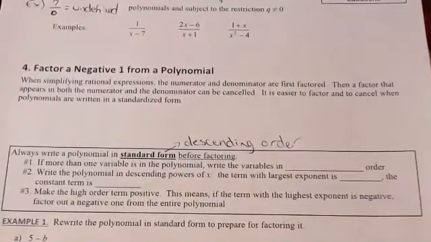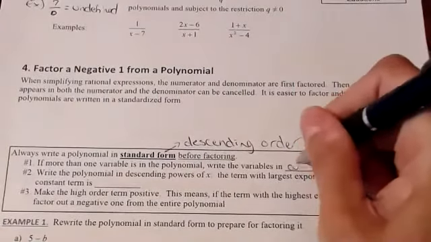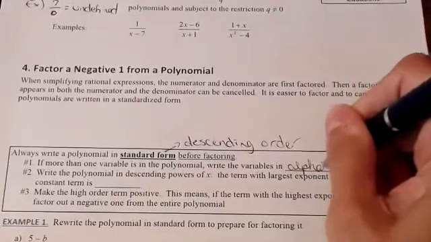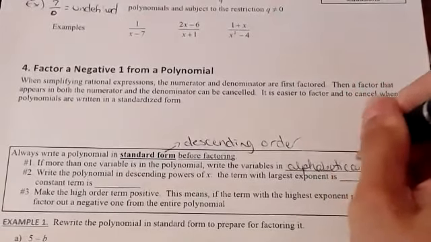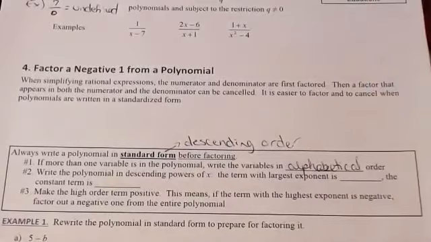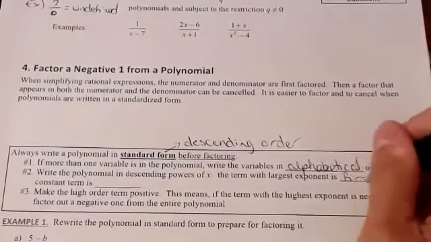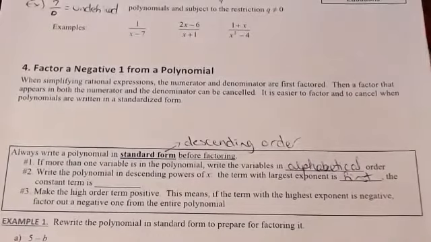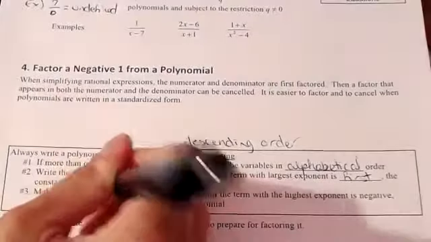Okay, if more than one variable is in the polynomial, typically we write the variables in alphabetical order. Typically, like x comes before y, y comes before z, that kind of thing. We write the polynomial in descending powers of x or descending powers of the variable, like 5, 4, 3, 2, right? The term with the largest exponent has to go first, and the term with the constant is always going to go last.